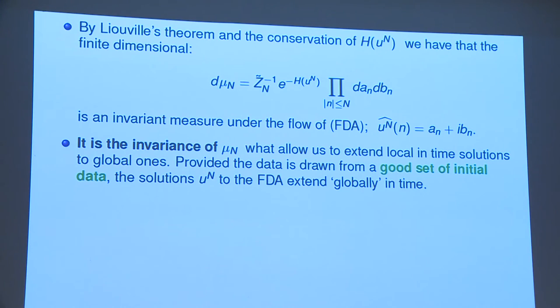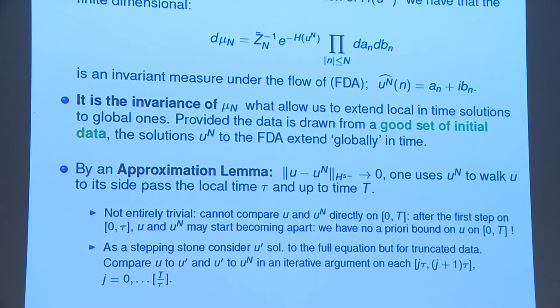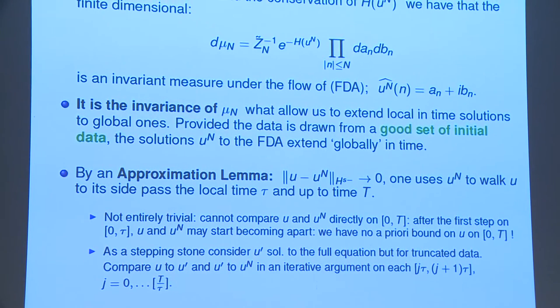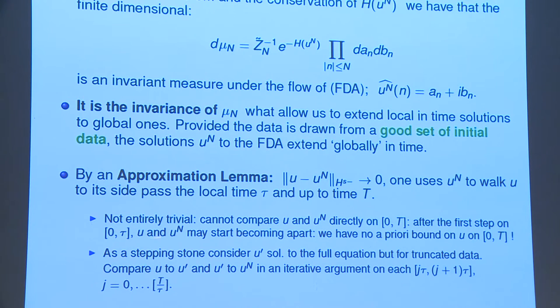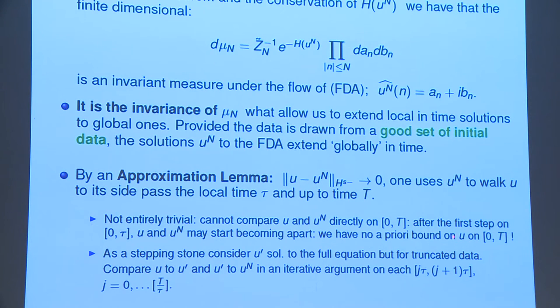And so once you have this, then how do you continue u? There is this approximation lemma that tells you that once you have the finite dimensional reach time t, you take the u that you know that is local, and you walk the u in an iterative method side by side with the un. And this is not a trivial problem, because after the local time of existence, these two can become really far apart, okay? And you have no a priori bound on u. So this is a non-trivial lemma, so what you have to do is you have to take, as a stepping stone, an intermediate system, which is the infinite dimensional equation with projected data. And then you use that as a stepping stone, and you compare u to u prime, and then u prime to un, step by step. And that's how you do it.